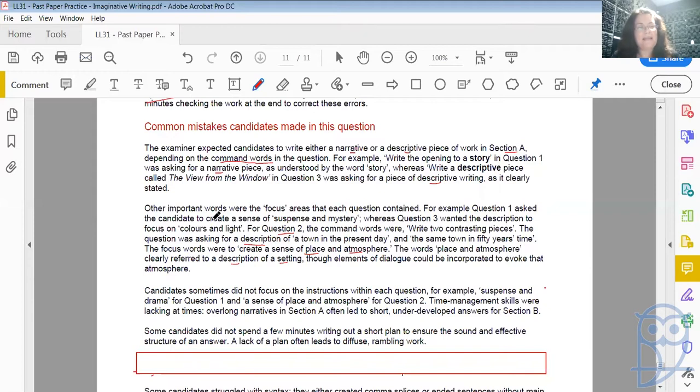Look at that amazing tower. I can't believe it, I exclaim. Okay, something like that would work as long as it is focusing on description. Candidates sometimes did not focus on the instructions within each question. For example, suspense and drama for question one, and a sense of place and atmosphere for question two.